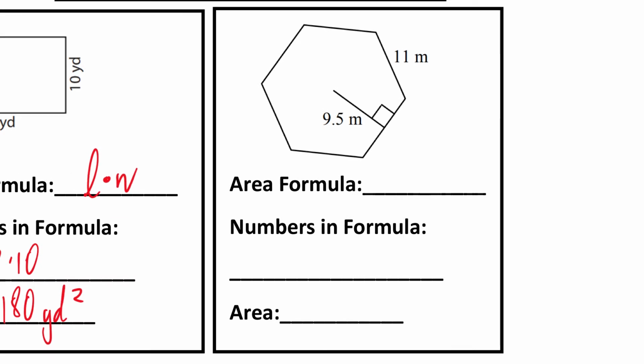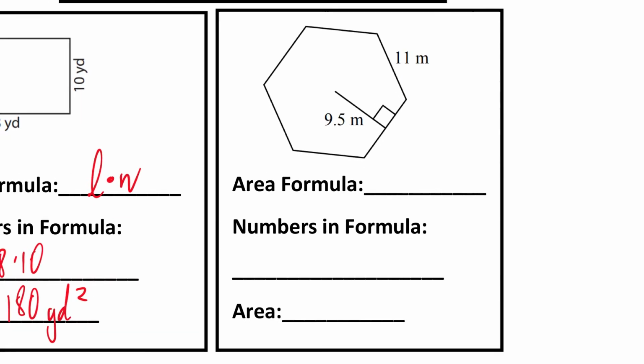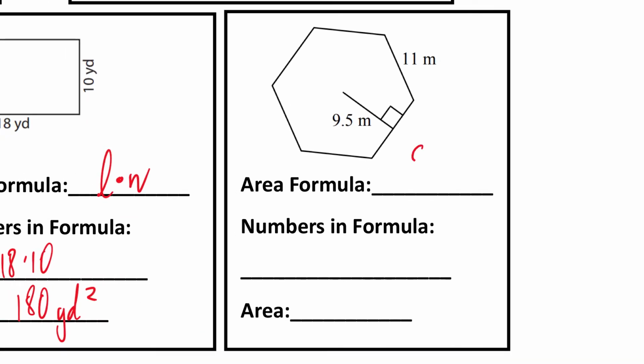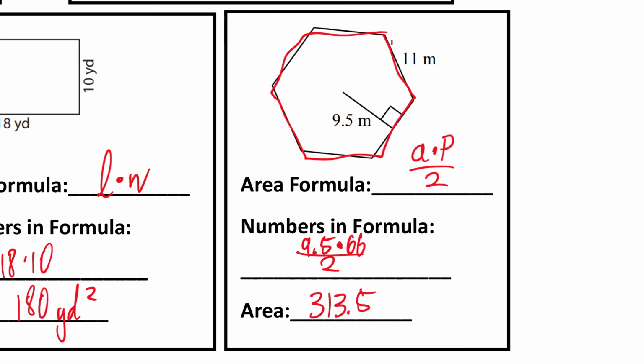How are we going to find the area of this regular hexagon? AP divided by 2. AP divided by 2, yep. So we're going to have 9.5 is the apothem times how long is the perimeter going to be? 66. Each side is 11. There's 6 of them. Divide that by 2. Okay, you get 313.5 square meters.